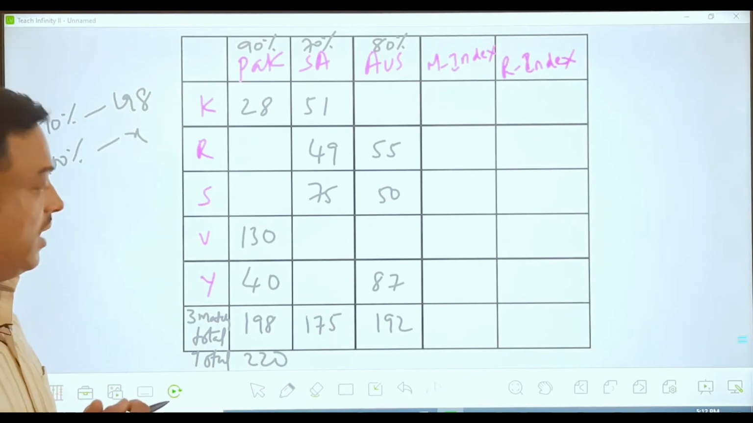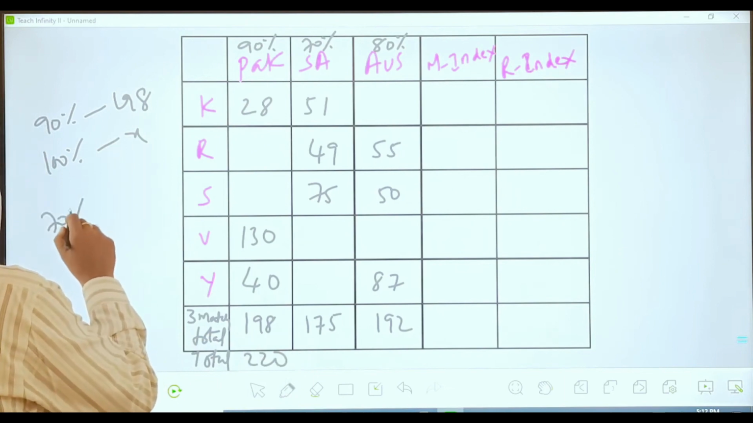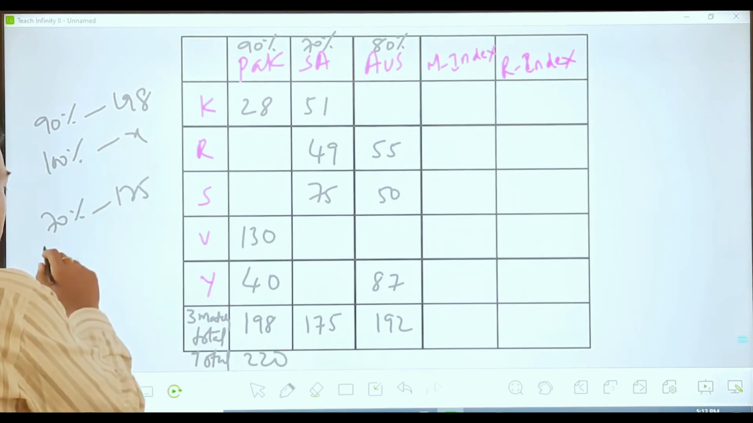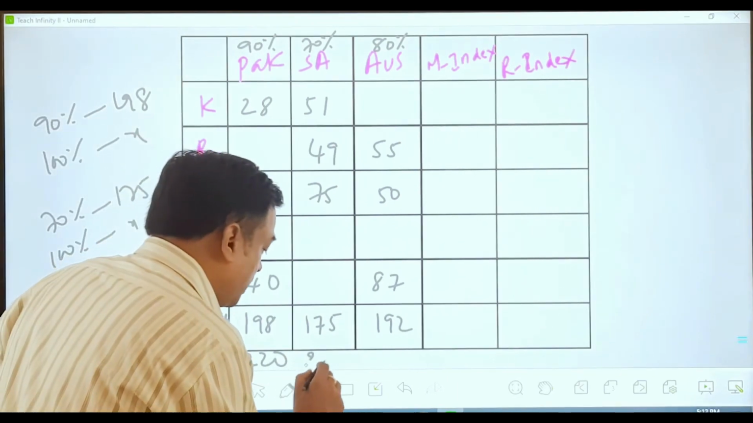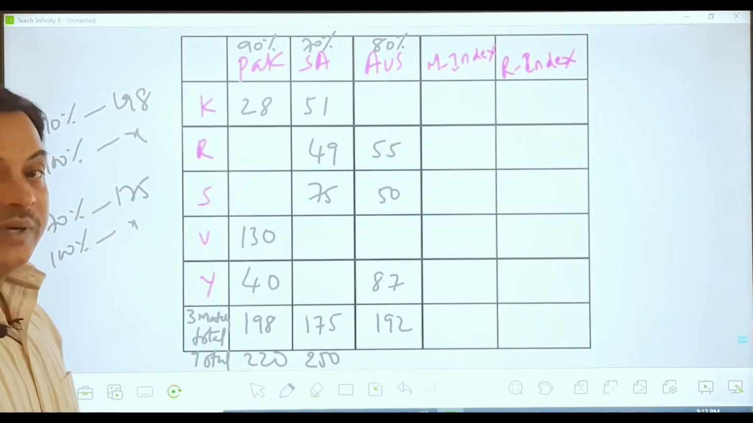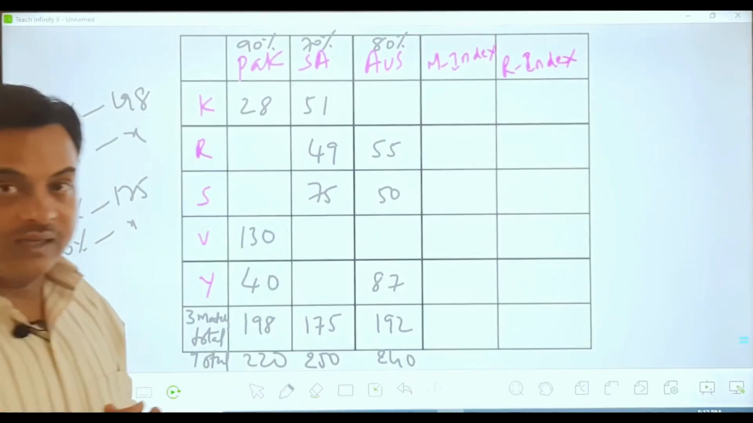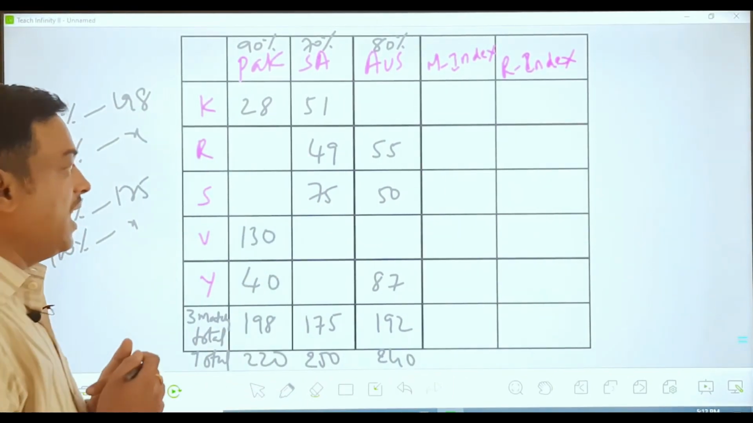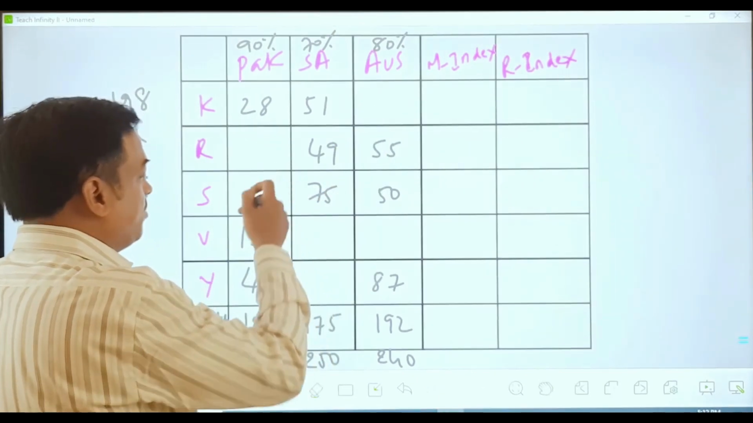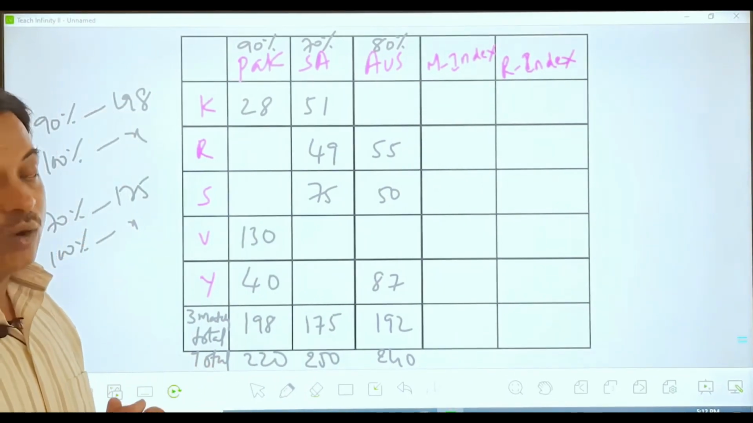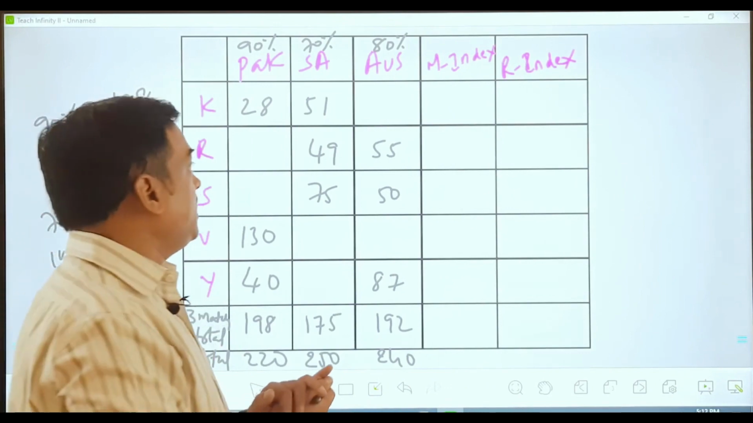Next, 70% represents 175. If 70% represents 175, then 100% is how much? If you calculate, this will come around 250. And the last one, 80% is equal to 192, then the total will be 240. I got the totals for us. Now, listen to this very carefully, all of you. The remaining numbers we need to complete the table, and accordingly we need to see what the M index and R index are for the game.